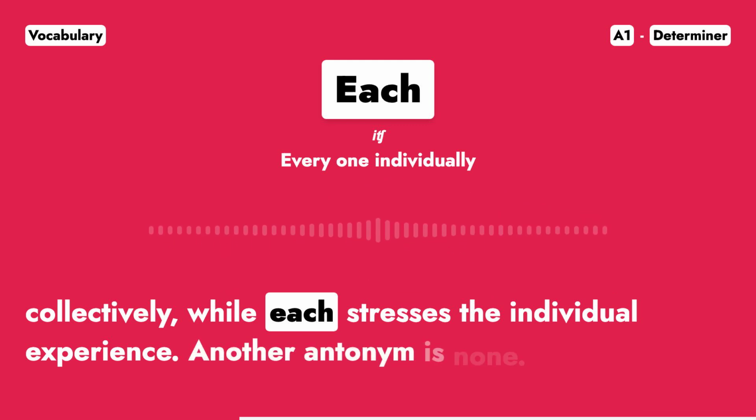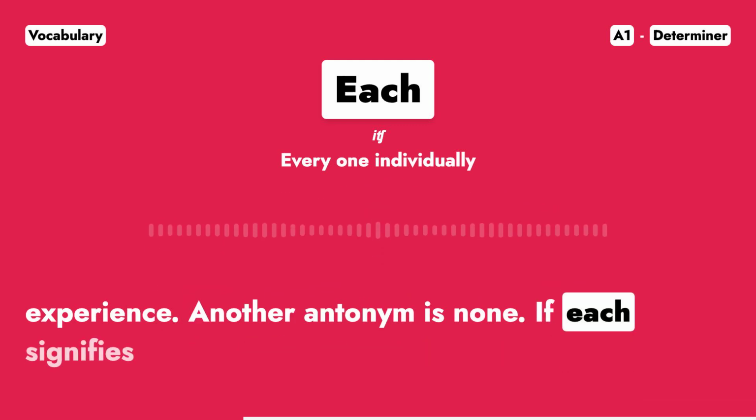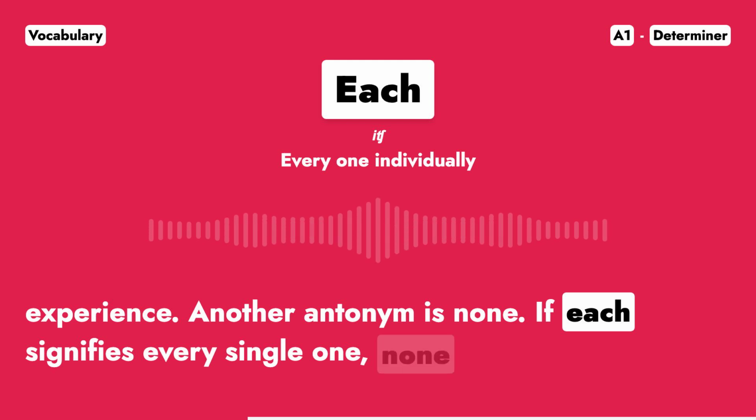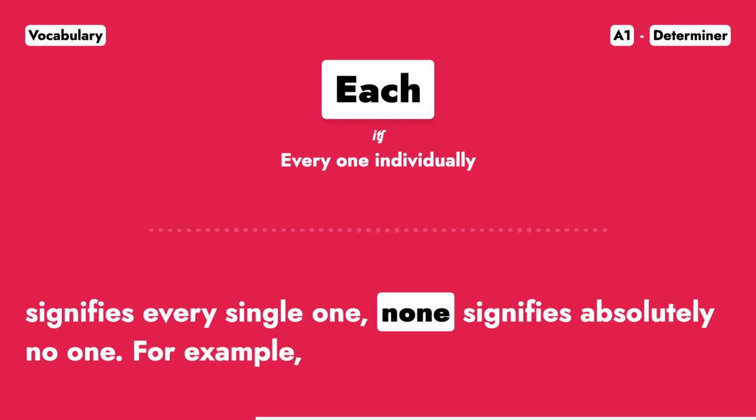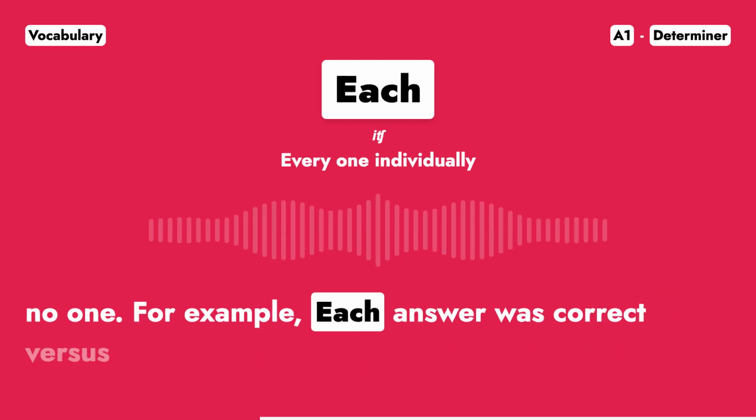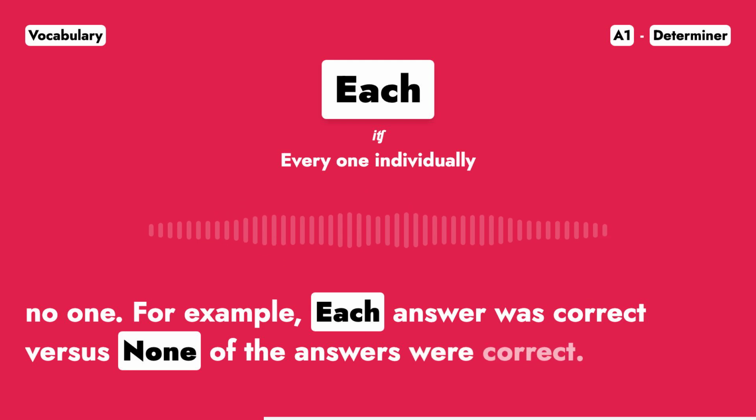Another antonym is none. If each signifies every single one, none signifies absolutely no one. For example, each answer was correct versus none of the answers were correct.